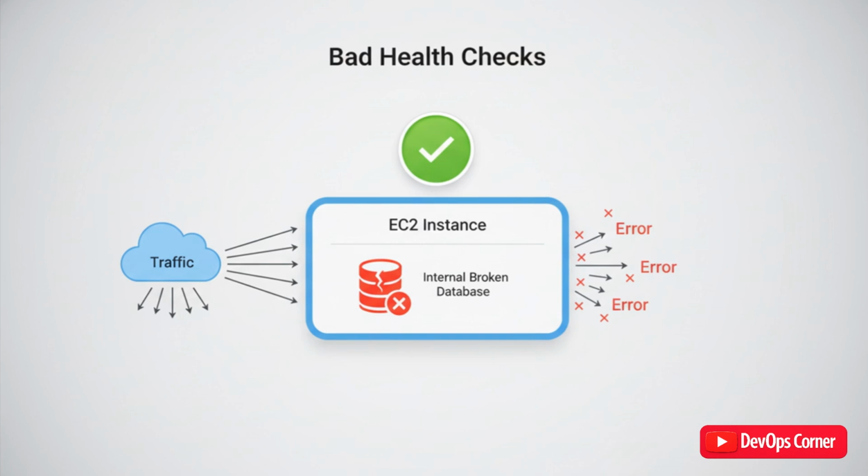And finally, deploying in a single availability zone. Your load balancer has to be deployed across at least 2 AZs. If all your instances are in just one AZ and that zone has a problem, your load balancer has nowhere to send traffic. It'll mark every single target as unhealthy, and your service goes down.